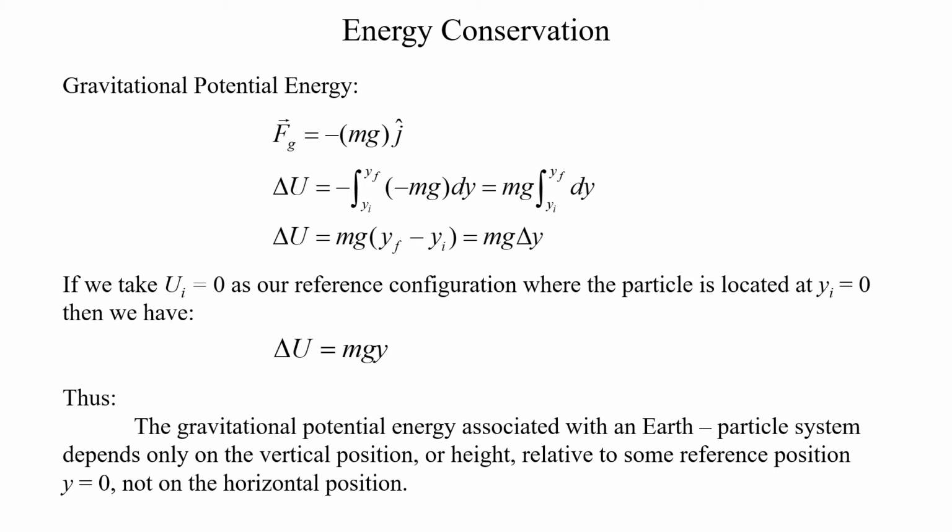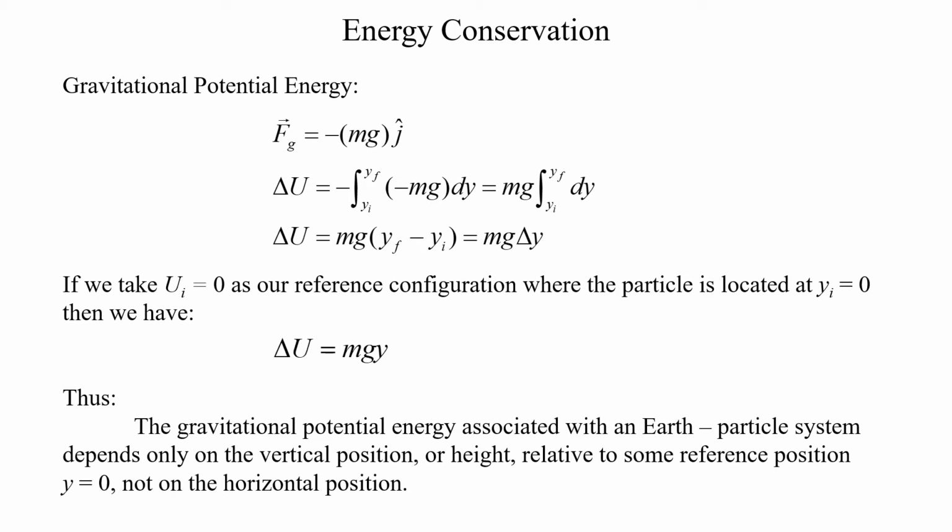So this was our familiar mgh that we've used before. If we take U initial equals 0 as our reference configuration, and call that when y initial equals 0, then we have delta U equals mgy. Again, it's only changes in potential energy that have physical meaning, so we can pick a reference point wherever is convenient for us. If we say the initial position is y equals 0, and we call the initial potential energy there 0, then our change of potential energy is just mgy, where y is the distance we go from y equals 0.